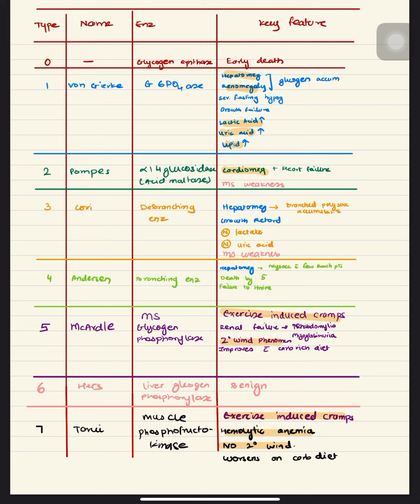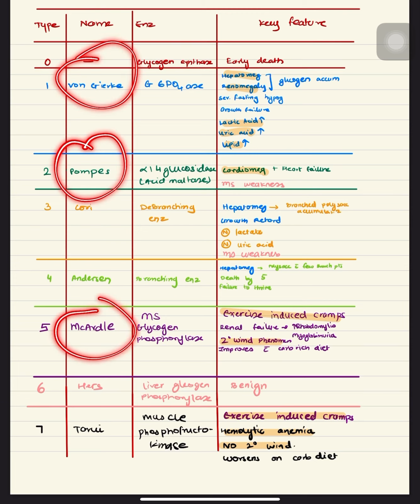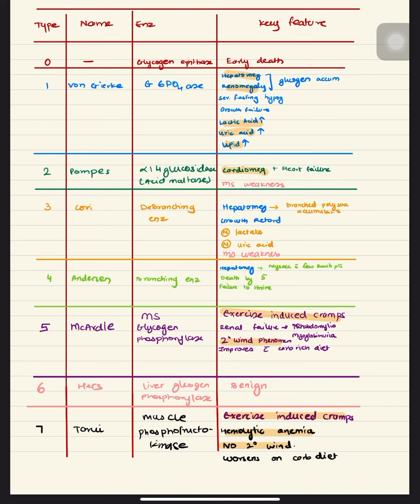And then Anderson, remember it is type 4, but the death is by 5. So you can remember type 4 Anderson, death by 5 years of age and failure to thrive. बस उतना ही है, that's why it's not very well asked. What is most asked is von Gierke, Pompe, McArdle, maybe Tarui. So all of these you have to remember very well.